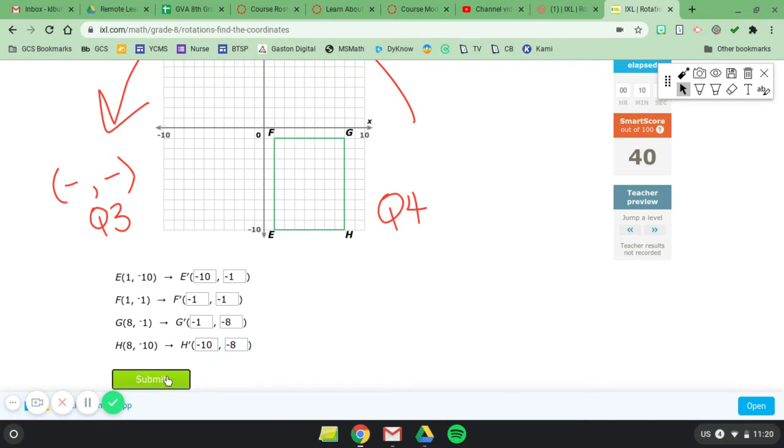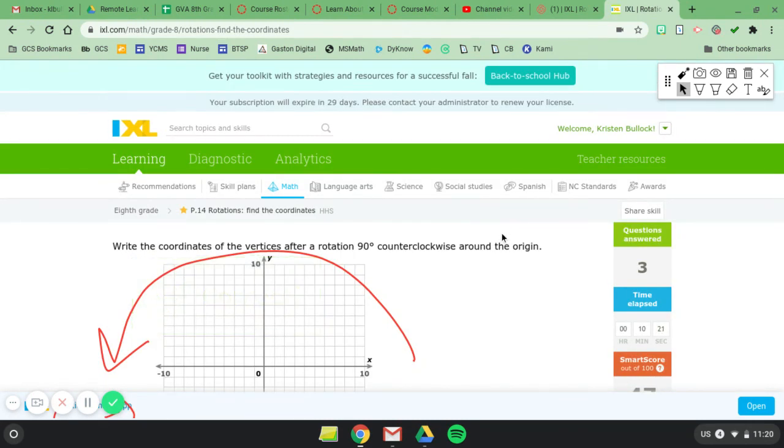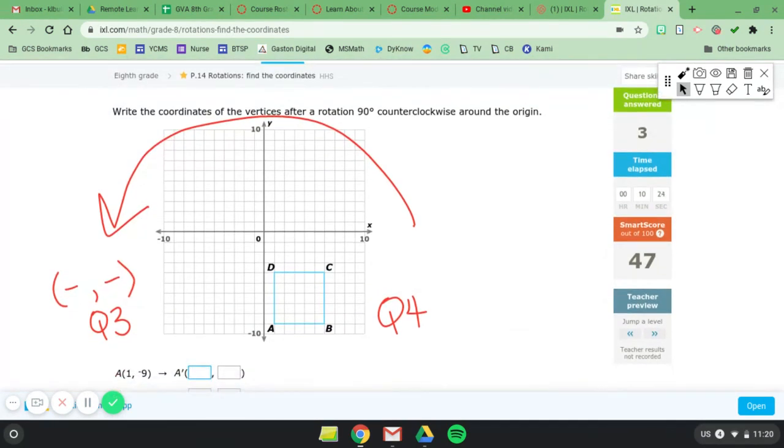So there are some examples for P.14 in IXL 8th grade math section.